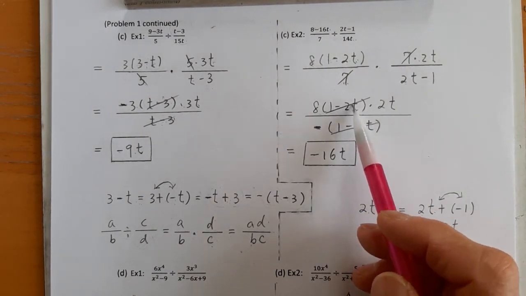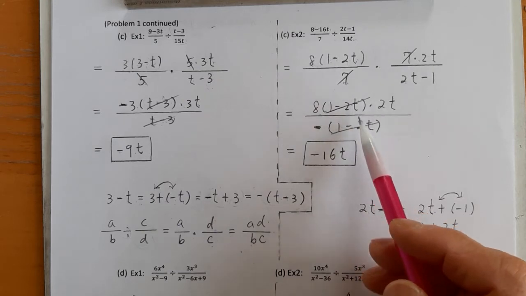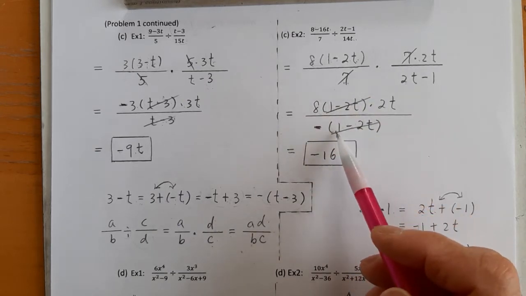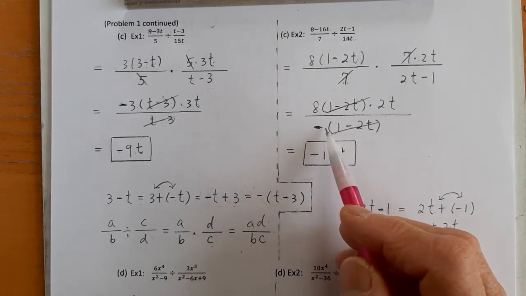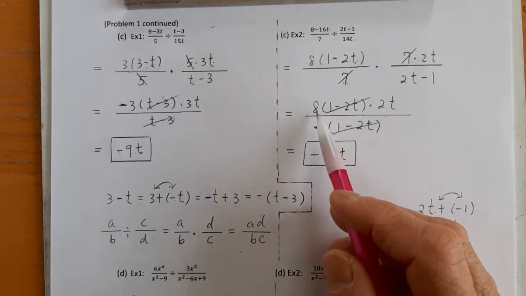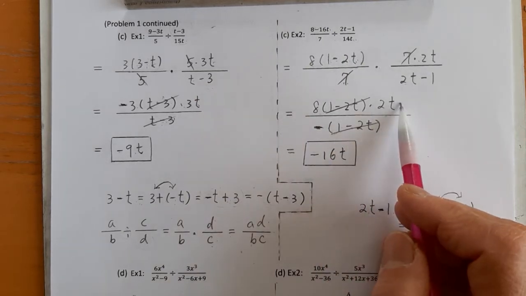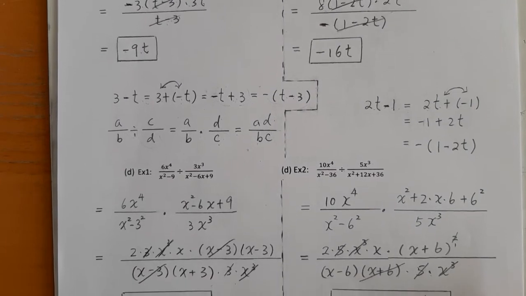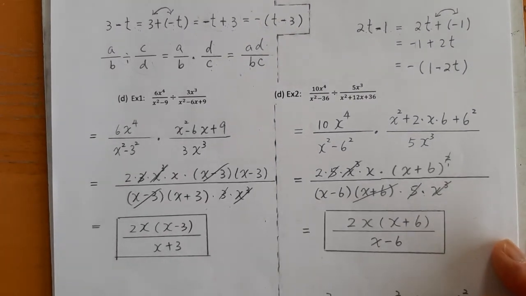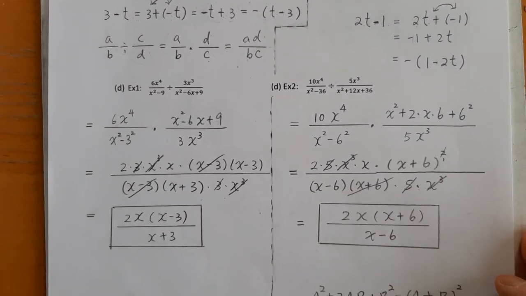So now it becomes the same factor. So you can cancel the common factor. Cancel the common factor, and the denominator only has a negative 1. And then the numerator is 16t, and the result is negative 16t. That's C. Then D.